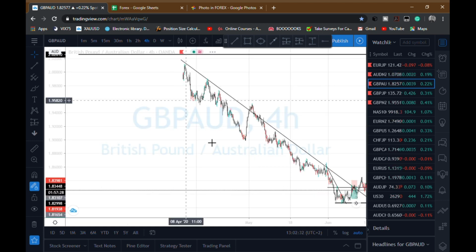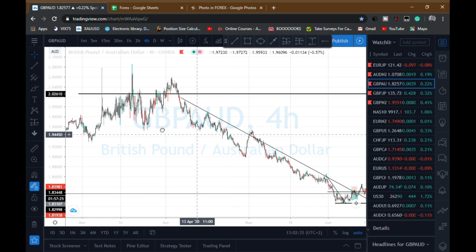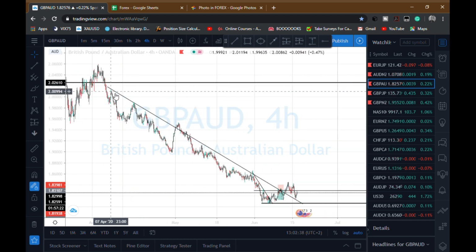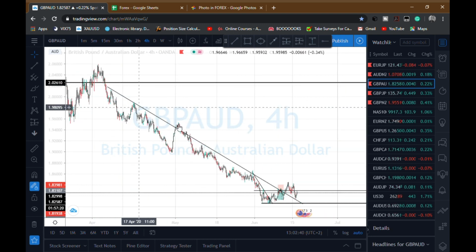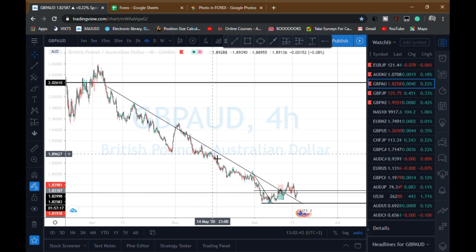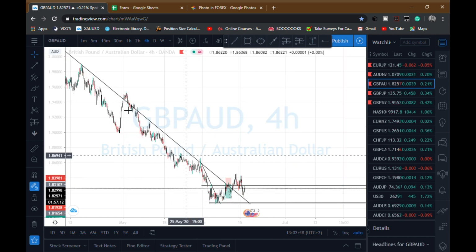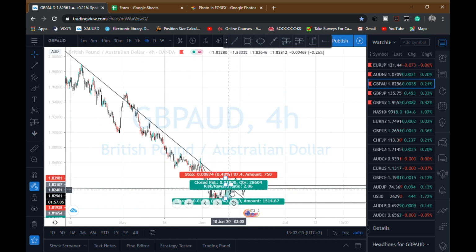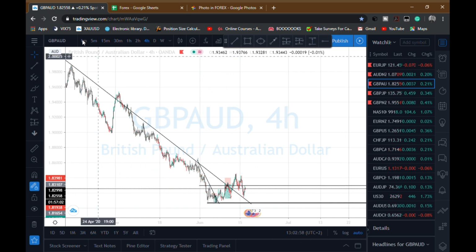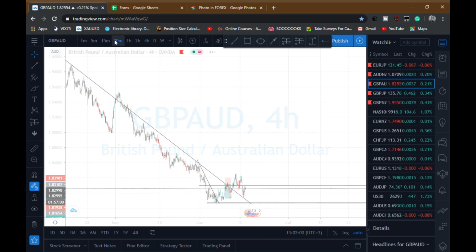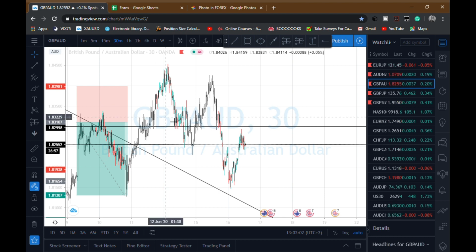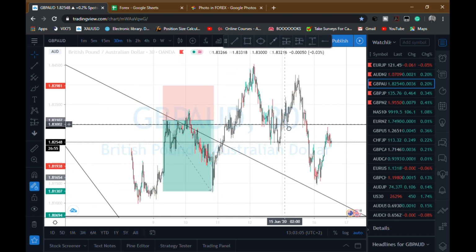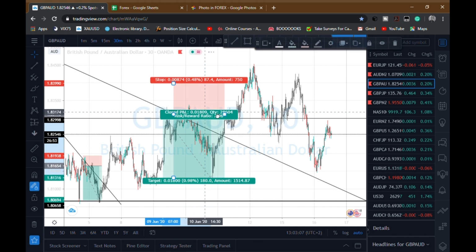As you can see, this is the trend line that I was seeing. It was respected here, here, here, here, and here. And then I said, since this has been respected there, I'm expecting it to get respected here. So I just waited for price to come back here. Then when it retested there, it showed me something. Actually, I entered somewhere here.